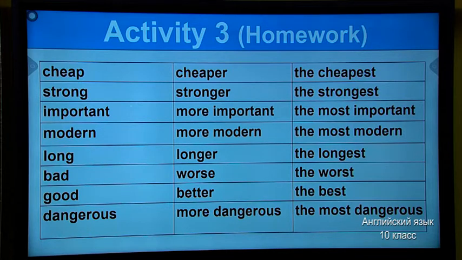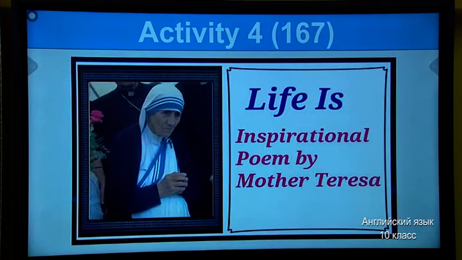Modern, more modern, the most modern, according to this rule. Long, longer, the longest. It is also one syllable adjective. But bad and good, they are irregular adjectives. We change them completely. Bad, worse, the worst. Good, better, the best. And the last one, dangerous, more dangerous, the most dangerous. I hope you all did it correctly.